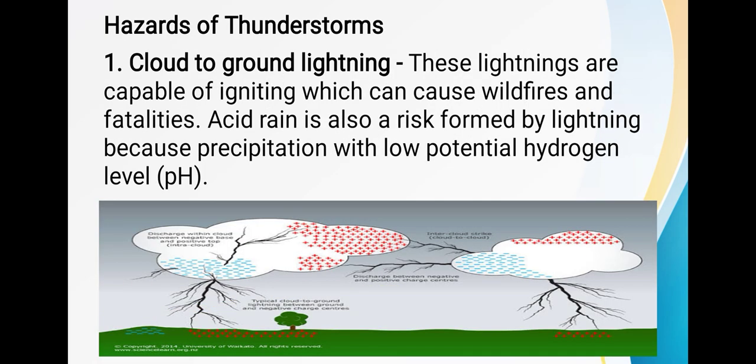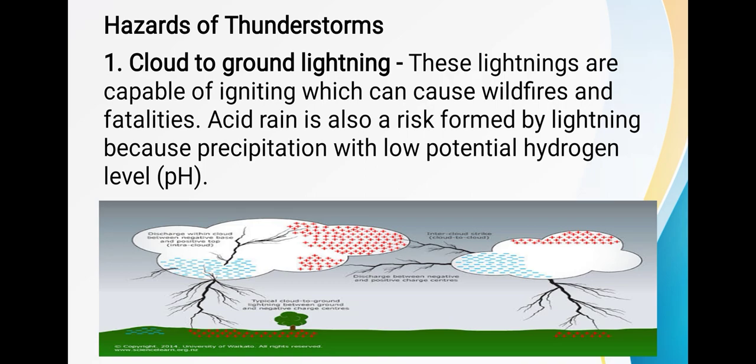Okay. Now let's talk about the hazards of thunderstorms. We have different hazards caused by thunderstorms. Number one is cloud-to-ground lightning. These lightning strikes are capable of igniting fires, which can cause wildfires and fatalities.